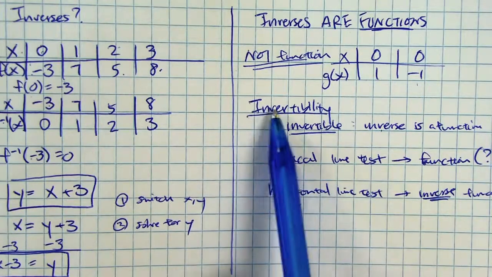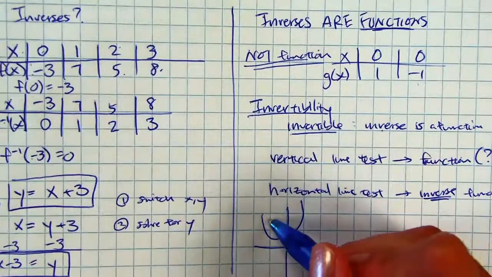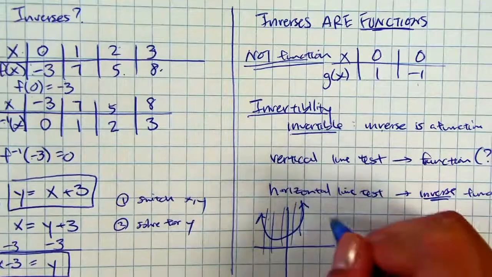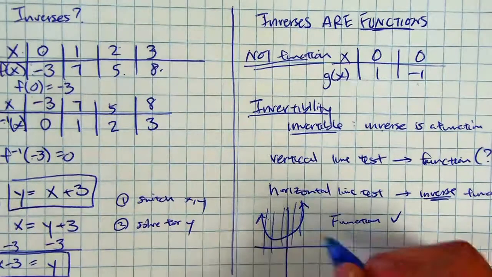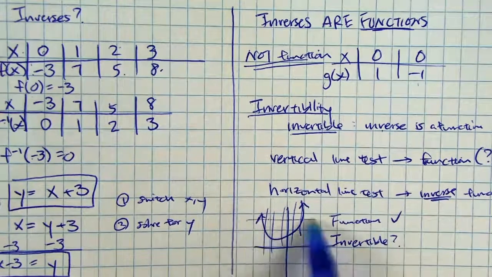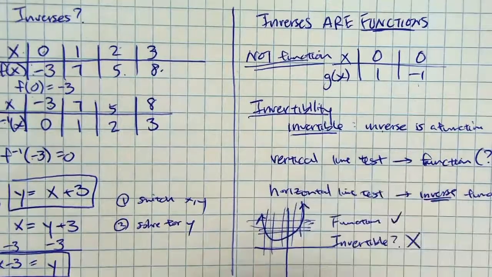Now, here's an example. If I have this parabola here, this parabola right here passes through the vertical line test. So we know it is a function. Function, yes. But is its inverse a function? Is it invertible? And now I'm going to use the horizontal line test, and I notice that it passes through at 2 points, therefore it is not invertible, its inverse is not a function.